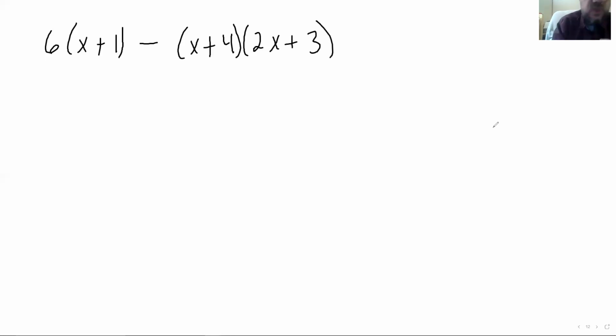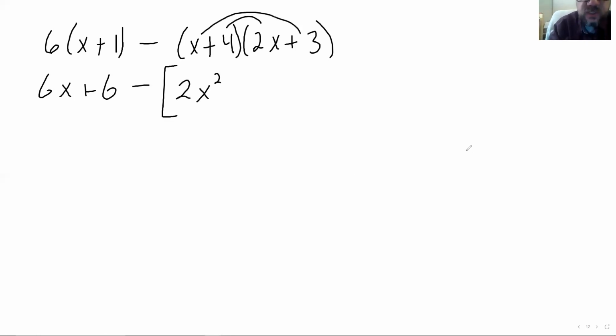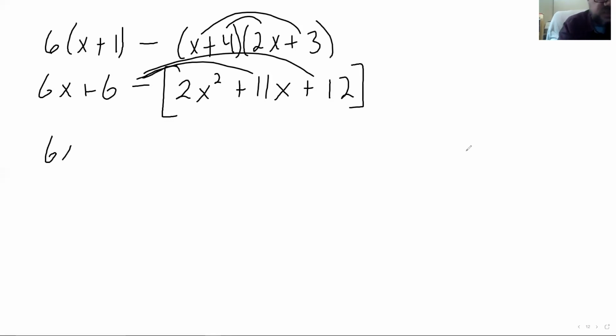Okay, so I'm just going to multiply everything out. So this is going to be 6x plus 6, and watch this minus sign. Don't just stick the minus sign and then write everything. What you want to do is parentheses, because the minus has to go on everything. So we're going to have 2x squared, then I'm going to have 8x plus 3x is 11x plus 12. So the minus needs to get distributed to everything in here. So I'm going to add 6x plus 6 minus 2x squared minus 11x minus 12.